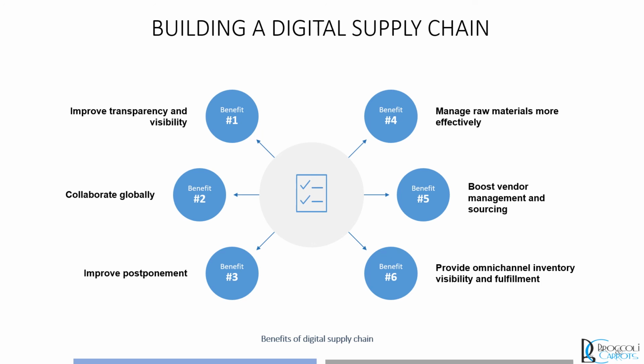And lastly, number 6, it provides omni-channel inventory visibility and fulfillment. The coronavirus will impact inventory throughout 2020, so it's essential to prepare for a variety of fulfillment options.